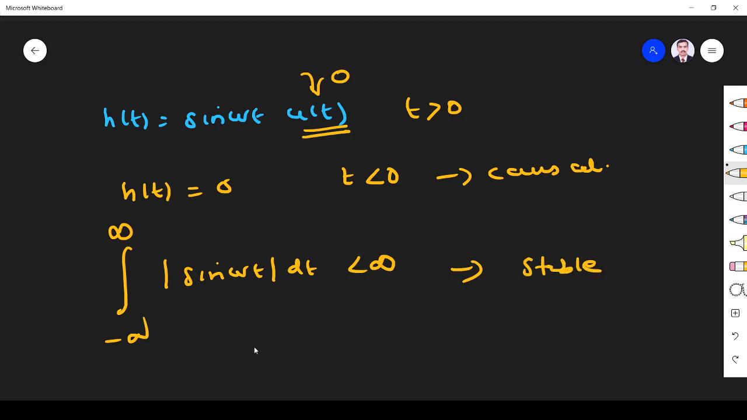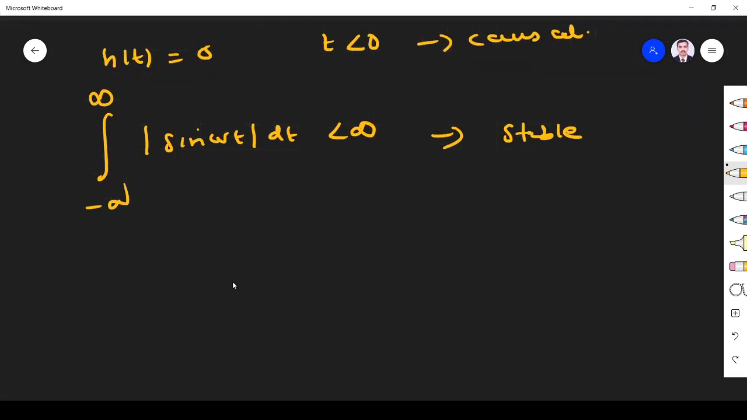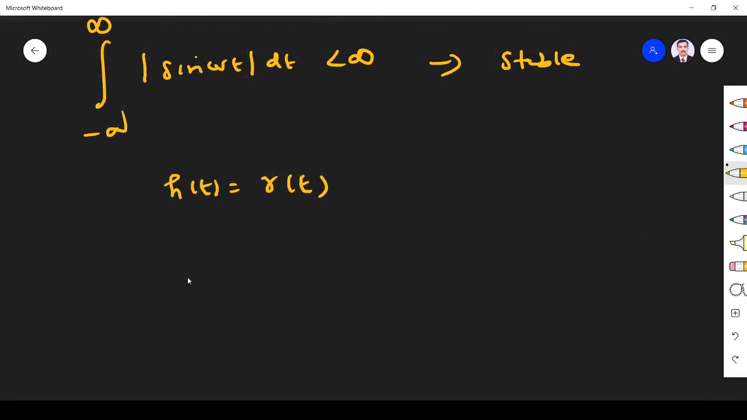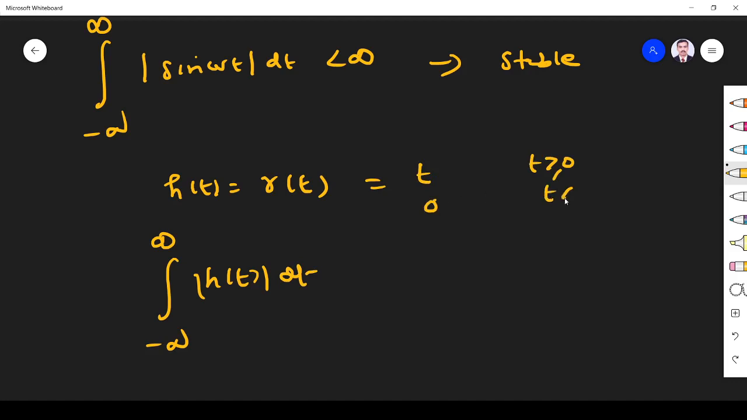Okay, so that's what we have to do. How can we find whether our system is an unstable system? For example, r of t: take h of t equal to r of t. If you find the integral from minus infinity to plus infinity of mod h of t dt, we know r of t is equal to t when t is greater than or equal to 0, and 0 for t less than 0. So the integration goes from 0 to infinity, because the integral is with respect to t. h of t is r of t, and r of t is nothing but t.